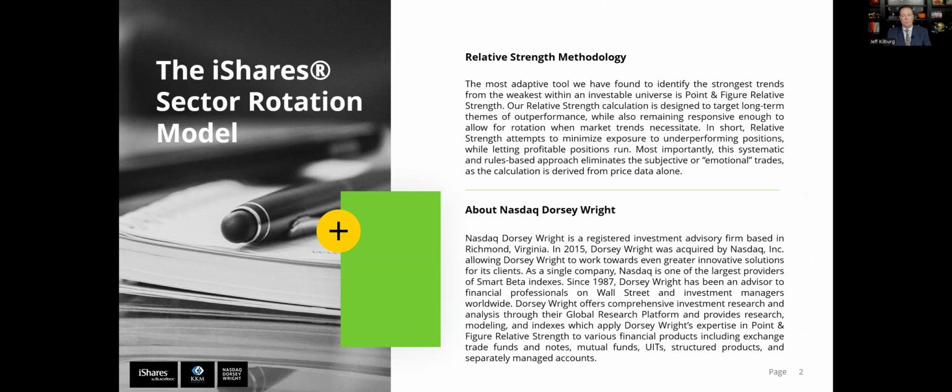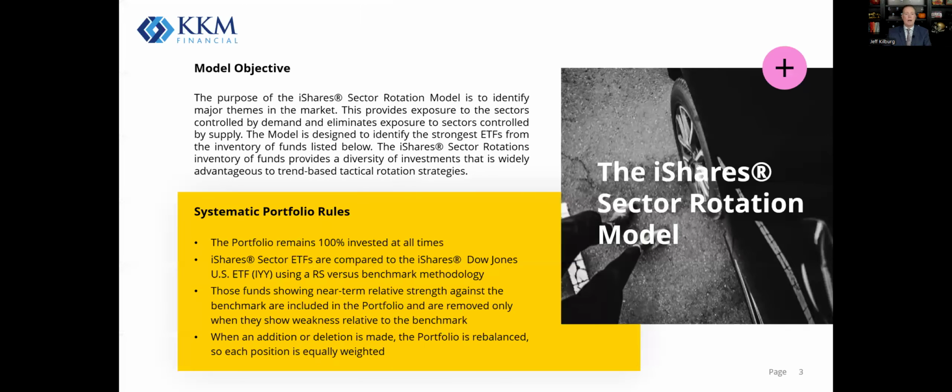As you can see, Nasdaq Dorsey Wright, which is a relative strength guru, has been utilizing this methodology dating back to 2002, the inception of this portfolio. If you talk about the model objective, it really is simply to help us better understand which sectors are revealing strength in the US economy. But more importantly, we want to understand which sectors are revealing weakness and not own those sectors.